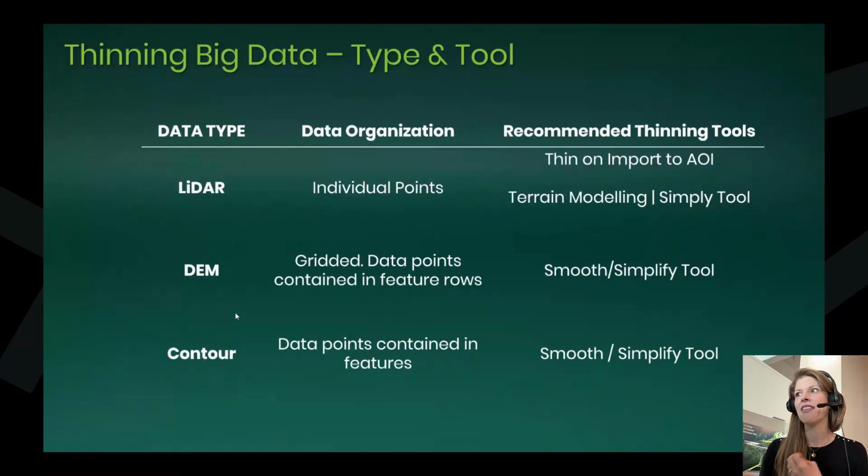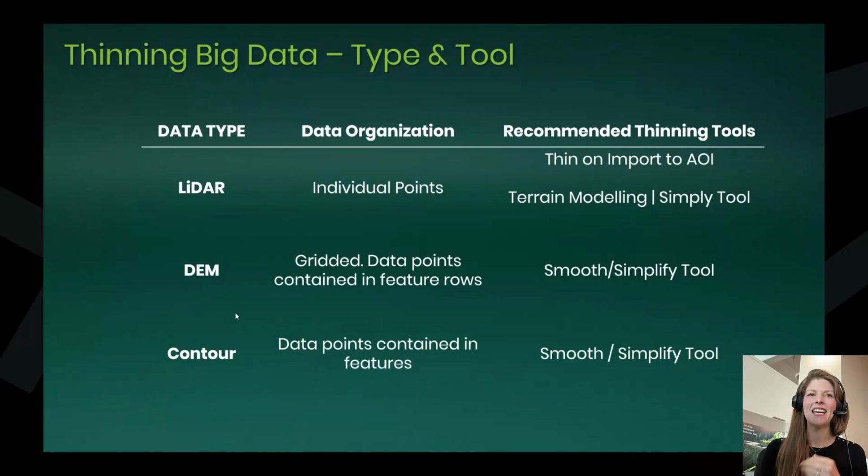So when it comes to thinning big data, there is really a fit between the type of tool we'd recommend and the data format. So LiDAR, as Matt mentioned, is going to be showing as individual points, although they might be grouped into features. They're not gridded or as linear as something like DEM data or contour data. So here, we highly recommend leveraging the Terrain Modeling Simplify tool. This is going to give us an ability to really intelligently thin our LiDAR data. It can be to an area of interest, to a corridor width, or across the entire data set.